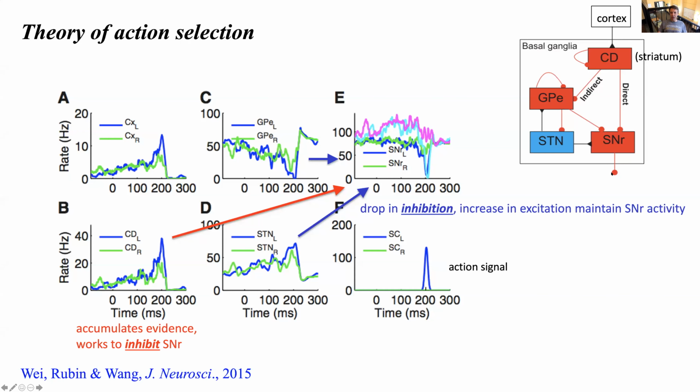So the downstream area, which isn't pictured here, can finally activate. In this case, SC stands for superior colliculus. This is a saccade task, and so we get our action. Okay, so that's all the theory that motivates this project.